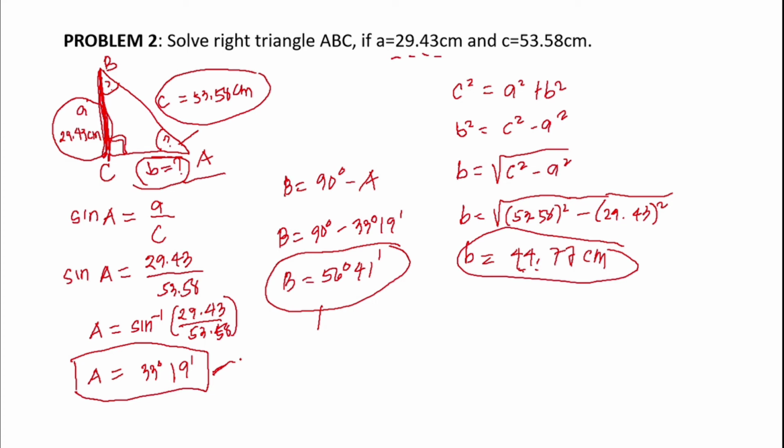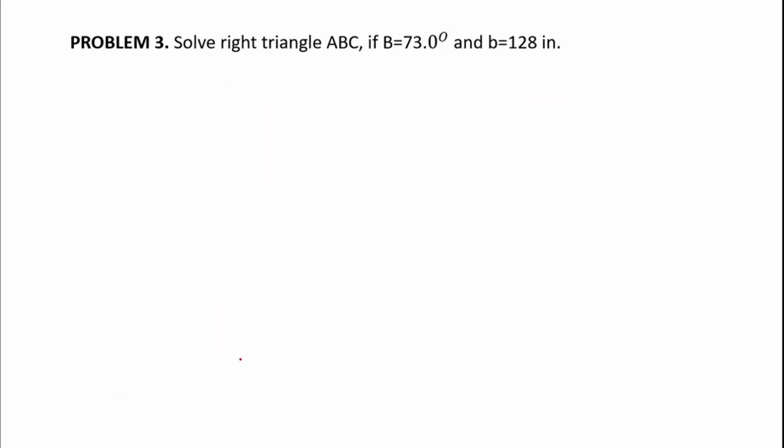So moving on to problem number 3. Alright, we are now in problem number 3. Solve right triangle ABC if B is equal to 73.0 degrees and b is equal to 128 inches.